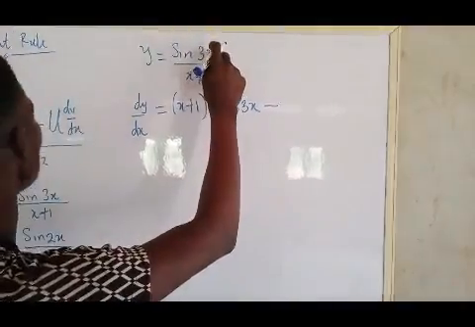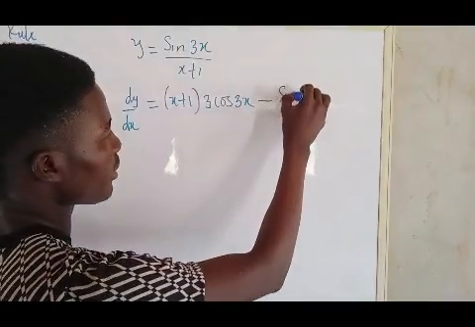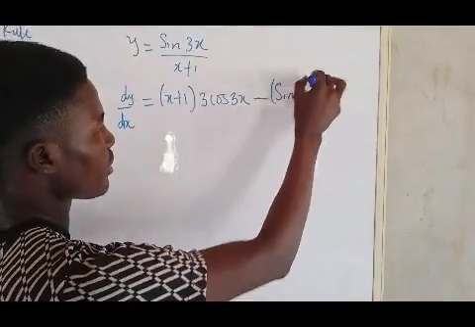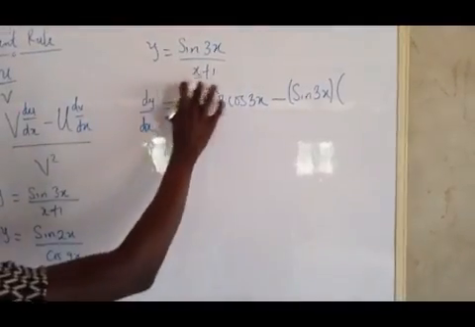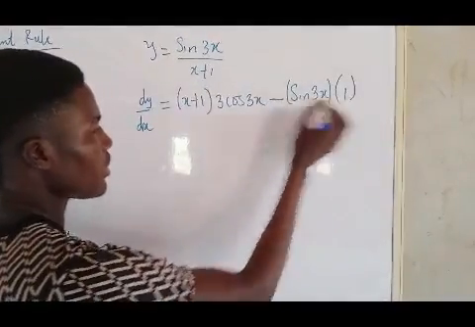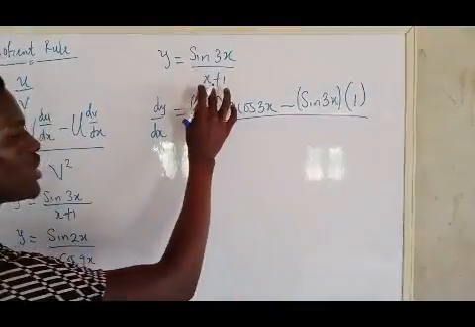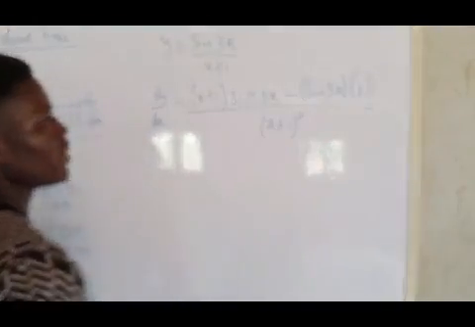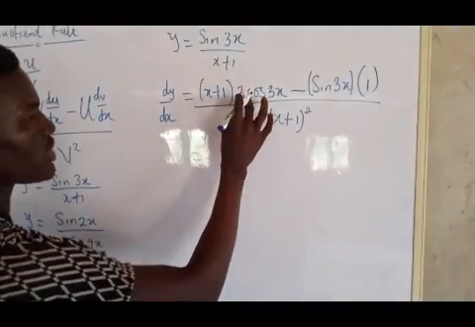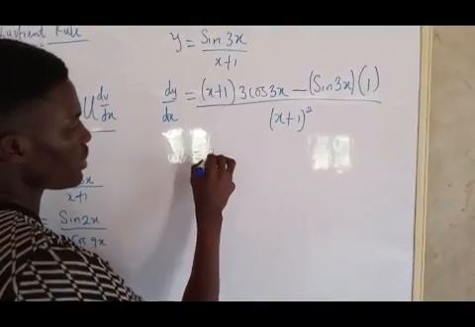What's your u? Sine 3x. Your dv/dx, differentiate this one, what will you get? 1, all over this one all squared, x plus 1 all squared. Do we get that now? So that will now be what? This multiplied with this will give you what?